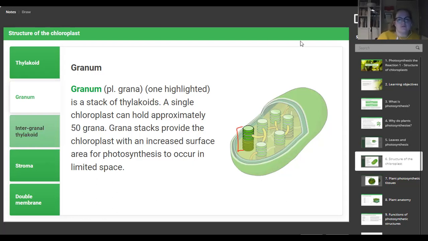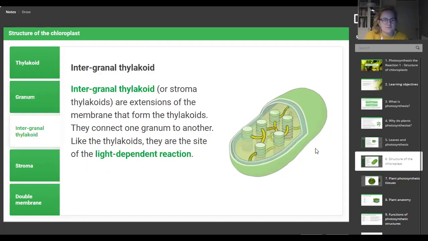Let me get rid of that because that will confuse us. We can have an intergranal thylakoid, or sometimes, depending on what book you're using, they're referred to as stroma thylakoids. They're the same thing, but I thought I'd tell you both names because, depending on what textbook or revision guide you're using, they can give them different names. These are extensions of the membrane that forms the thylakoid. So the thylakoid has a membrane around it, and these are extensions of that. And what these do is they connect one granum to another.